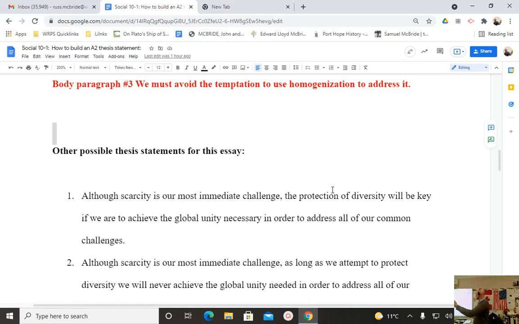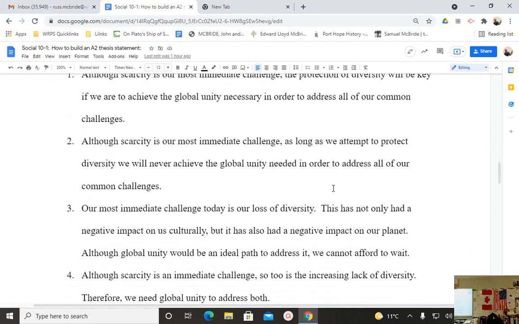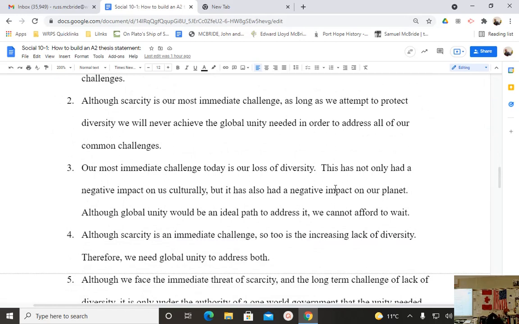Body paragraph 1, scarcity is our most immediate challenge. Body paragraph 2, protection of diversity is key. Maybe body paragraph 3, it's going to be key to do all these other common challenges as well. So each one of these proposed thesis statements can be subdivided.